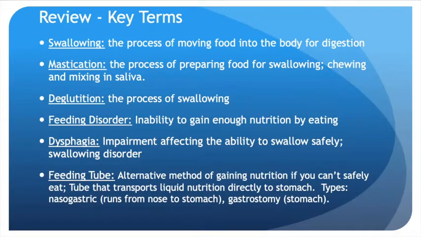And a feeding tube is an alternative method of gaining nutrition if you can't safely eat by mouth. That would be PO or peroral consumption. So it's a tube that transports liquid nutrition directly to the stomach. And there's various and sundry types of feeding tubes. Nasogastric tubes, which run from the nose to the stomach. These are typically temporary. And gastrostomy or G-tubes, which run to the stomach. These are more permanent. And there's also J-tubes, jejunostomy tubes, that are also available.